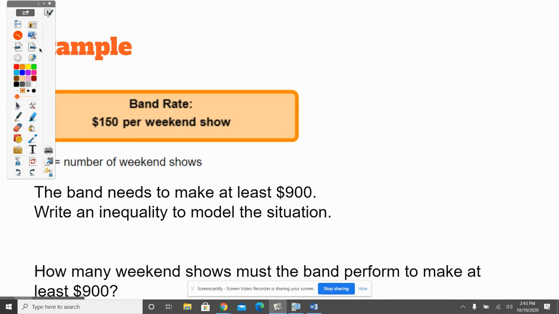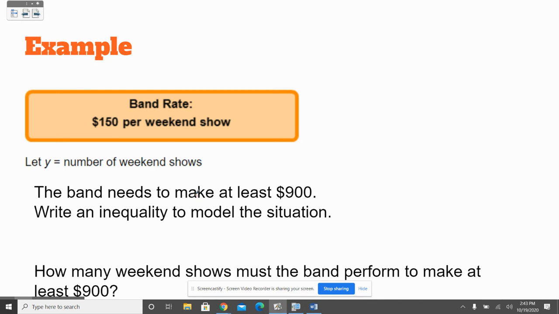And now we're going to talk about what we're kind of looking at today. So let's say that a band charges $150 per weekend show, and y is the number of weekend shows they're going to do, and they want to make at least $900. How many shows are we looking at here? At least, okay? So they can make more than this. So this is not an equality. This is an inequality because they can make more.